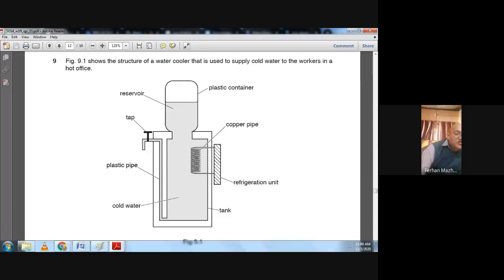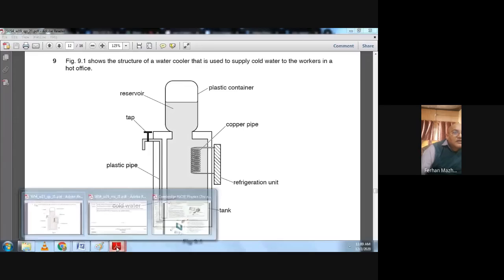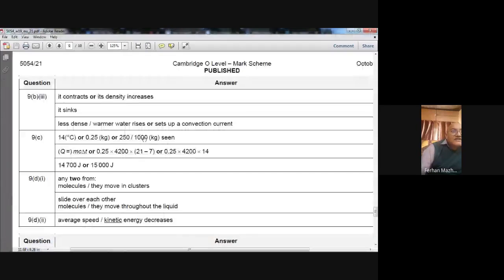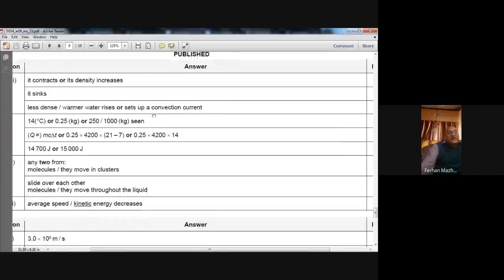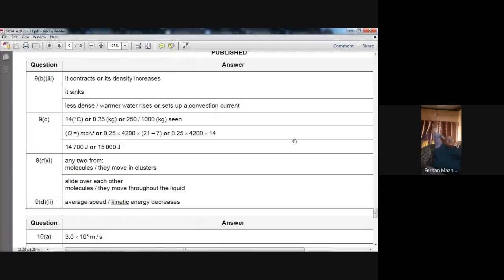Let me show you the marking scheme. This is the marking scheme. Three marks. Okay, on your screen. One mark is for saying that it contracts or its density increases. One mark is for saying that it will sink, and one mark is for saying that the less dense and warmer water rises or sets up the convection current. Now he's using the word convection currents.